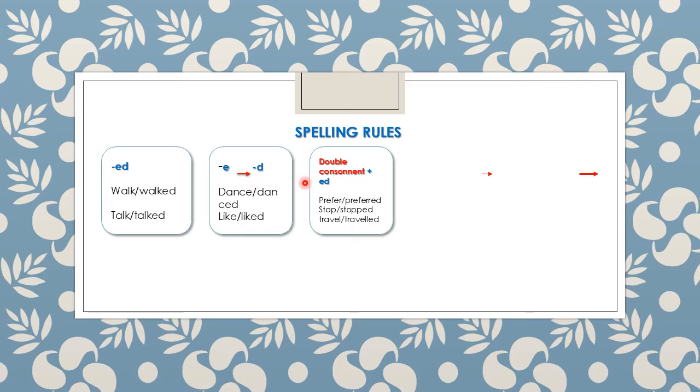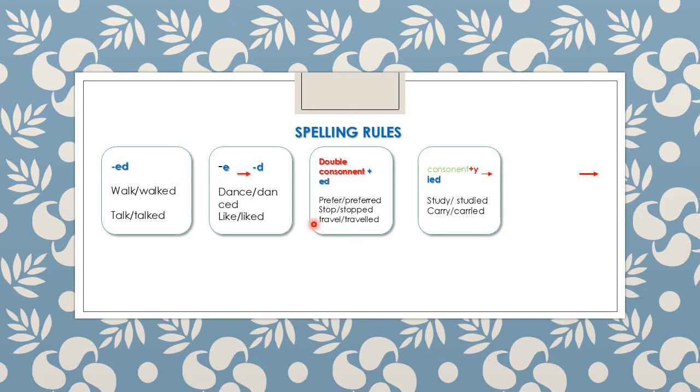When we have a verb finishing with a consonant, okay, so we have consonant, vowel, consonant. Stop. Consonant, vowel, consonant. Travel. Consonant, vowel, consonant. So when we have consonant at the end of the verb, we double the consonant and we add ed. Prefer, preferred. Stop, stopped. Travel, traveled.